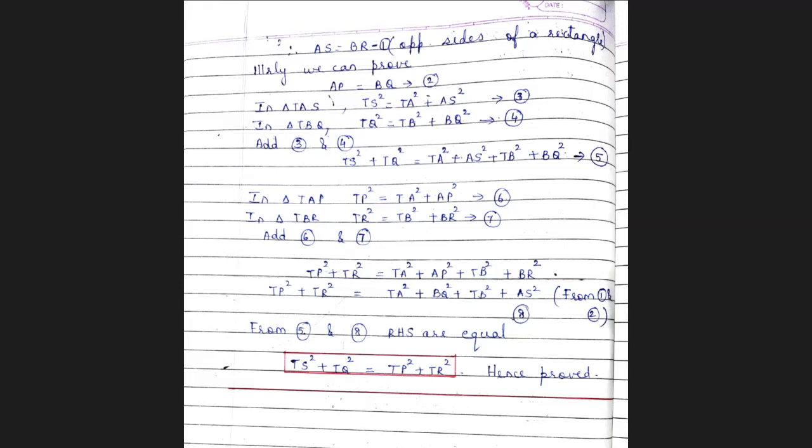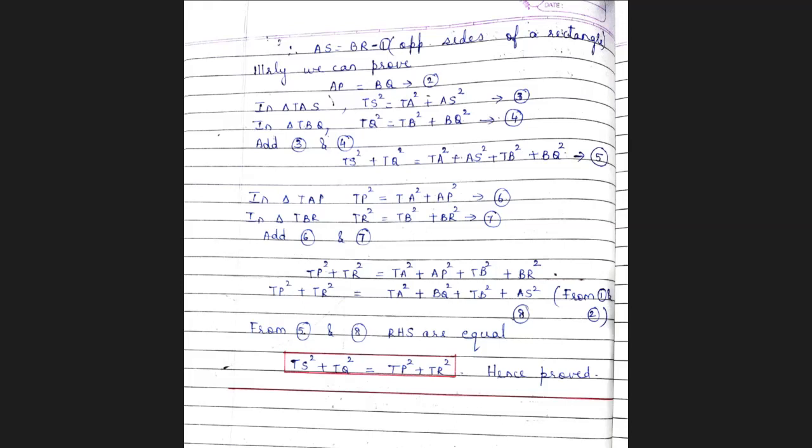Now look at equation number 2. Instead of BQ, I can write AP. Or instead of AP, I can write BQ. So in place of AP square, I'll replace it with BQ square. That's how I get equation number 8. TA square plus BQ square plus TB square, which is as it is, plus AS square from equation number 1. So reason from 1 and 2.